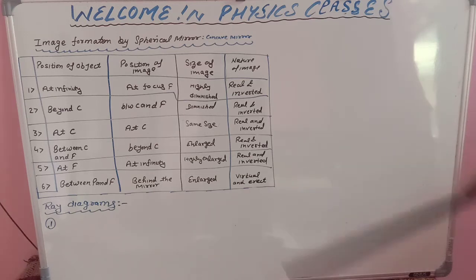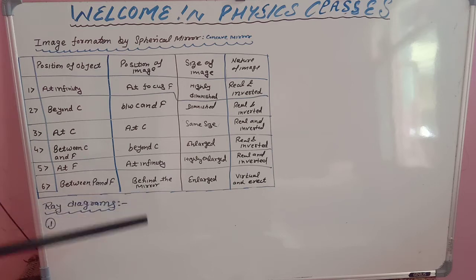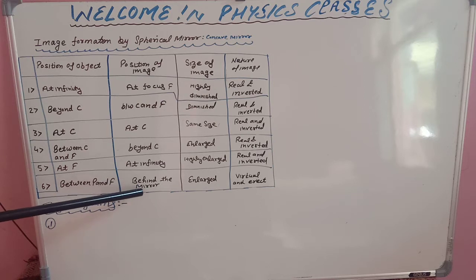But in the last case, the image formed is virtual and erect. And this question they are asking many times in exam, that what will be the nature of the image if the object is placed between pole and focus. P means pole, F means focus. So where will be the image? Behind the mirror. It will not be in front, it will be behind the mirror. Size, it will be enlarged, and nature, virtual and erect.